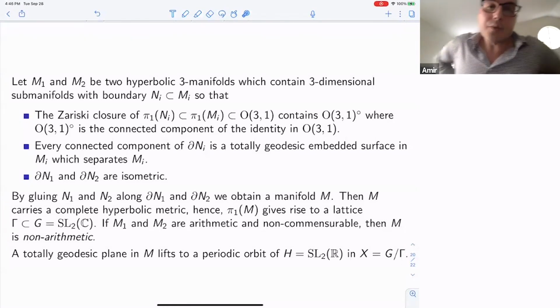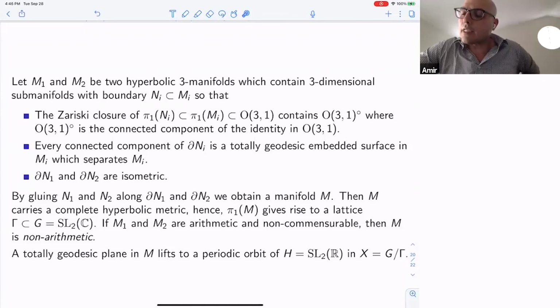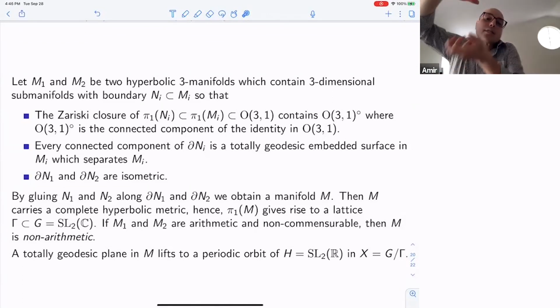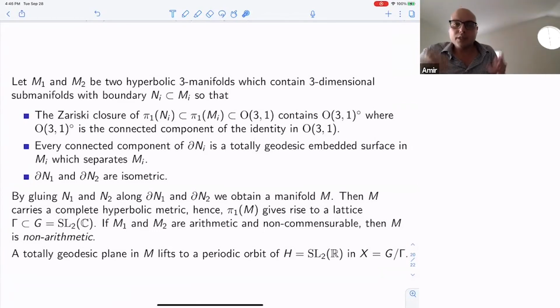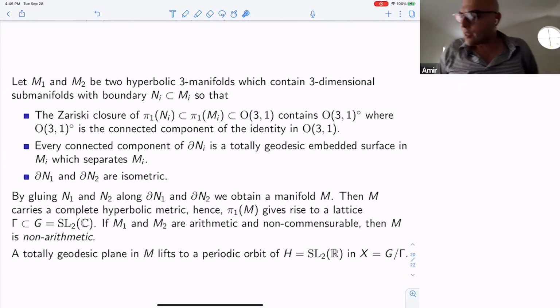And the fundamental group is not arithmetic because these two groups both sit in your fundamental group. And for arithmetic groups, you couldn't have Zariski dense groups that are coming from different structures. You can't have it for arithmetic groups.